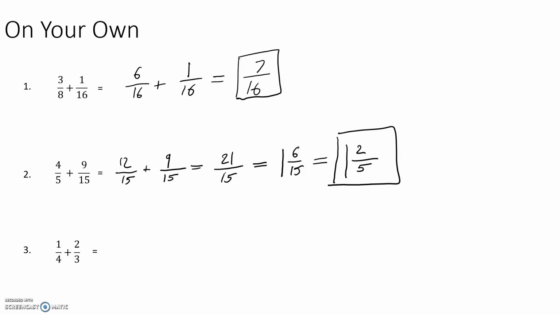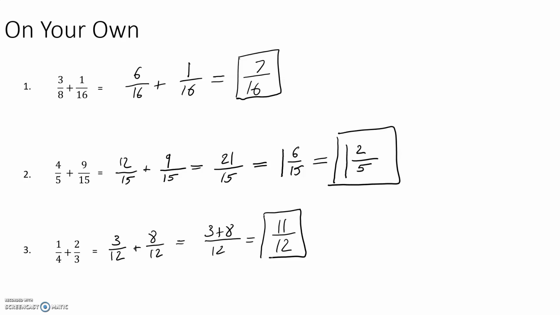All right, number 3, 1/4 plus 2/3. My common denominator is going to be 12. So 4 times 3 is 12, so 3 times 1 is 3, 3 12ths. 3 times 4 is 12, so I multiply 2 times 4 and I get 8. So that equals 3 plus 8 12ths, which equals 11 12ths, and that is my answer in simplest form.